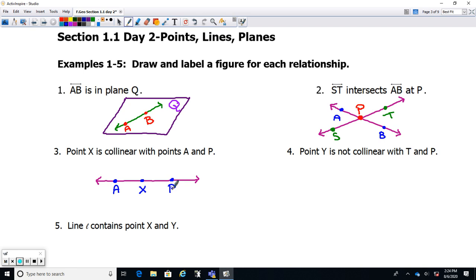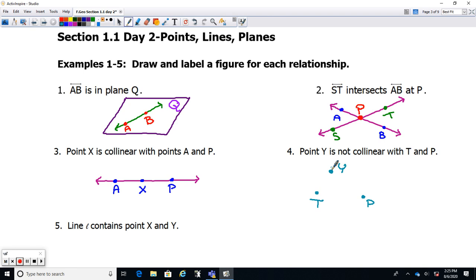Okay, this time they want the points not to be collinear, so do not put them in the same line. I'm going to put Y, maybe down here, a T, maybe here, I'll put the P, but obviously I could not draw a line containing all 3 of them. Sometimes I'll see people draw at least a line through 2 of them and maybe show how the other one is not. It's up to you.